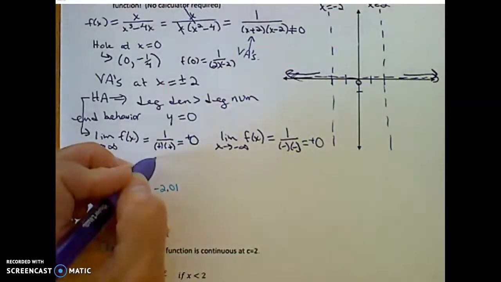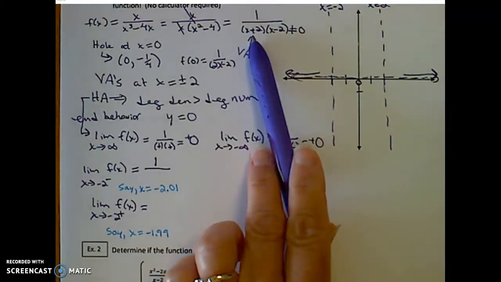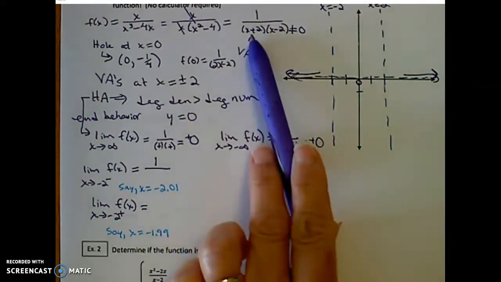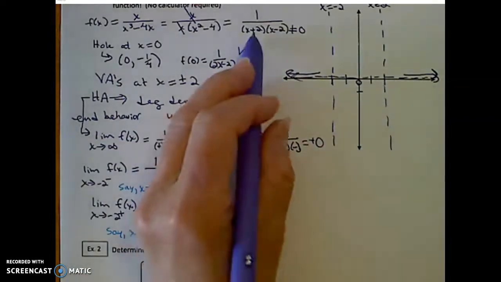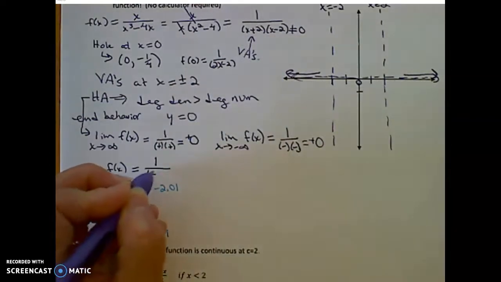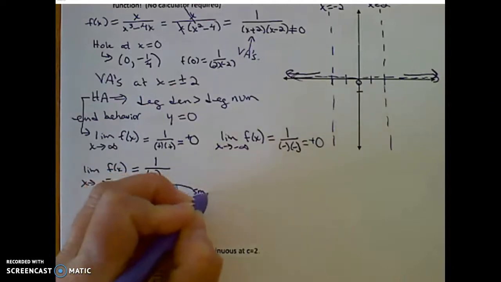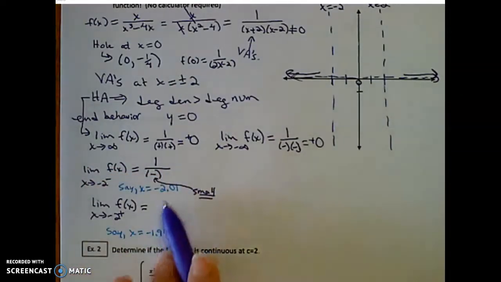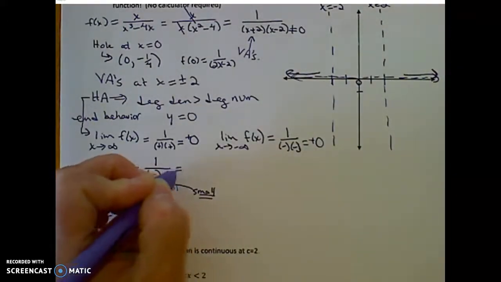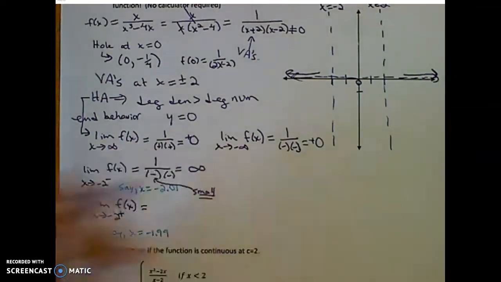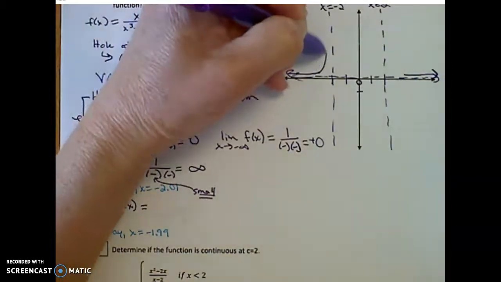This fraction becomes 1 over, if I plug in negative 2.01, that first quantity will be negative, but extremely small. Negative 2.01 combined with negative 2 will also be negative. So now the denominator is positive. When I divide 1 by something extremely small, the reciprocal of that is something extremely large and growing to infinity.